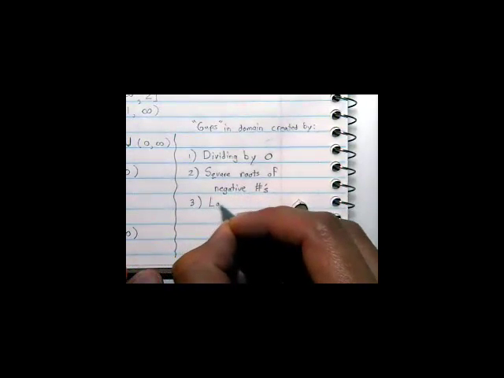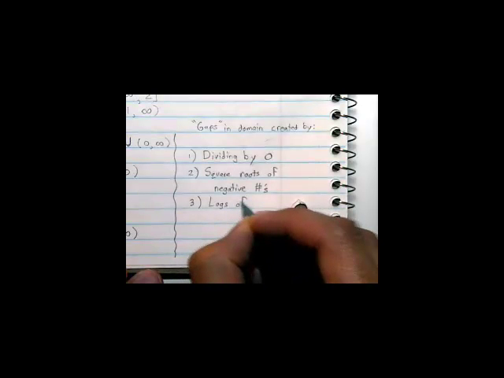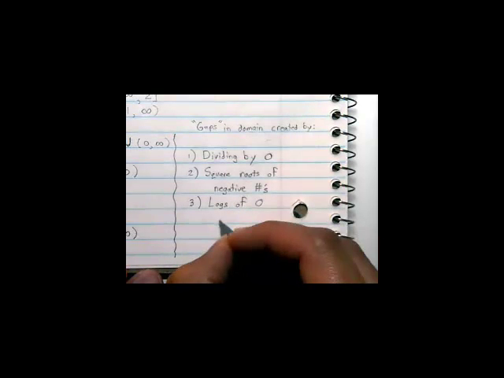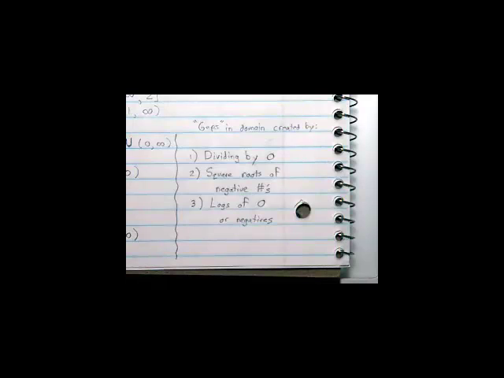And then number 3, logs of 0 or negatives. So you're looking for fractions, square roots, or logs. If your function doesn't have any one of those 3 things, the domain is always going to be the same thing. And what's that, do you suppose? What numbers would work? Negative infinity to infinity. Yep.